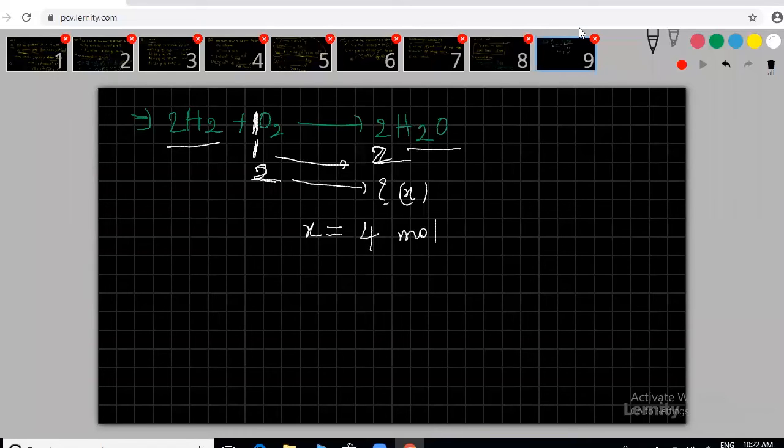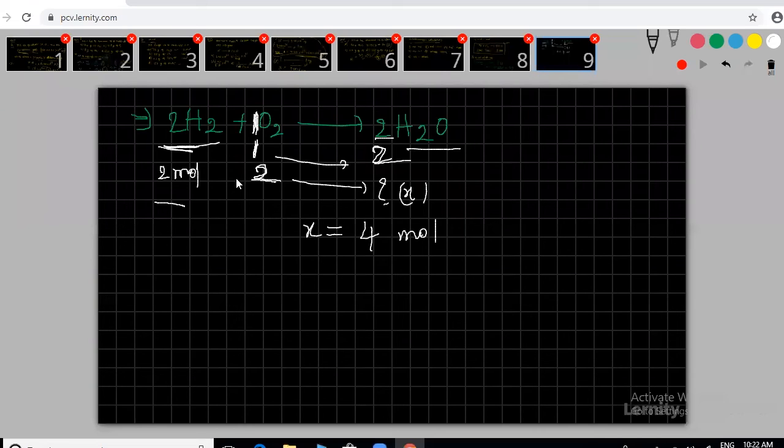Correct. If you want it with respect to hydrogen, 2 moles of hydrogen will give 2 moles of water. That is also correct. If I am asking with respect to hydrogen, you can proceed with respect to hydrogen. Clear? If I am asking with respect to oxygen, you can proceed with respect to oxygen. You have to see first with respect to whom the data is given, hydrogen or oxygen, and then proceed accordingly.